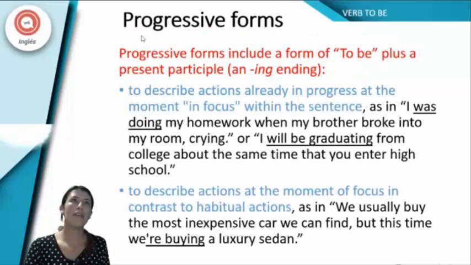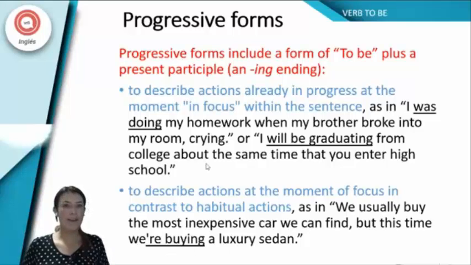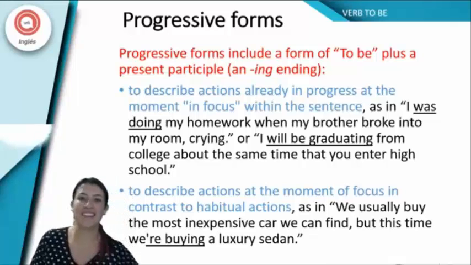Good. Now we have the progressive forms. I told you that verb to be was complicated. It is not as we think it is. It is a little bit complicated. Okay?